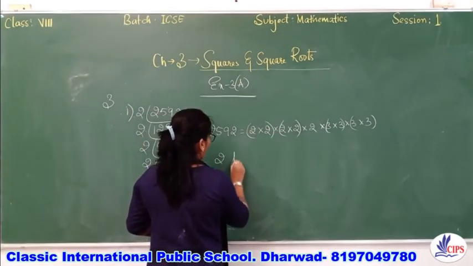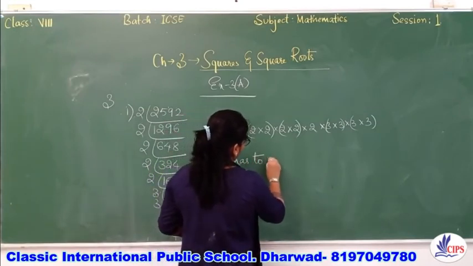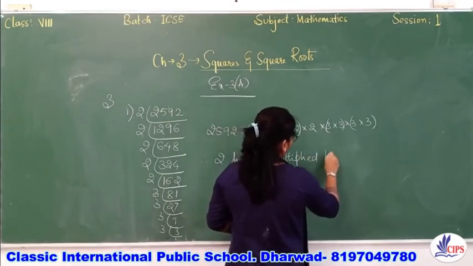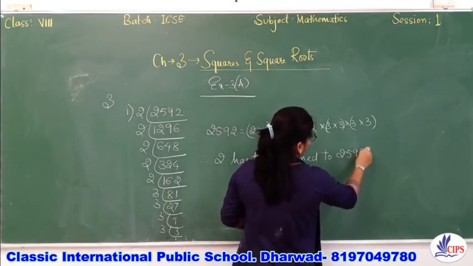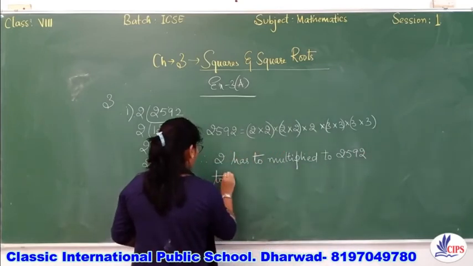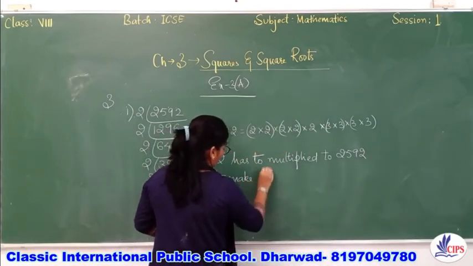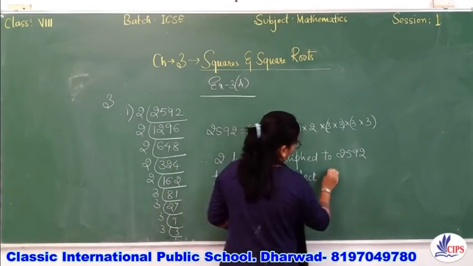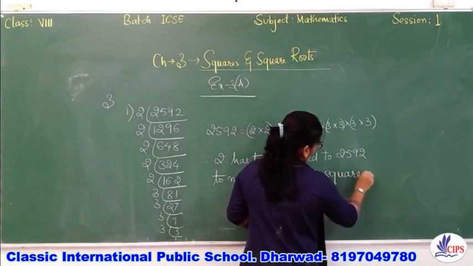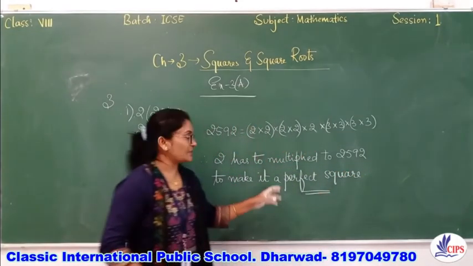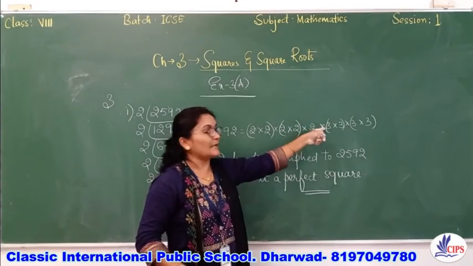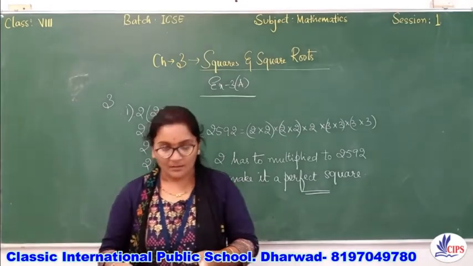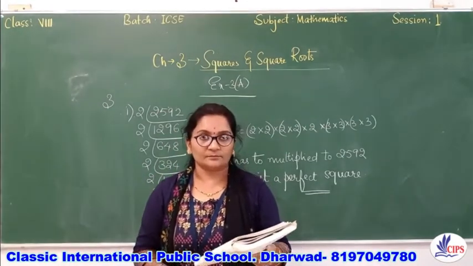Therefore 2 has to be multiplied to 2592 to make it a perfect square. Did you understand? Whichever number is left alone, if one more of the same number is multiplied, then that number becomes a perfect square. Okay, let's begin our second sum.